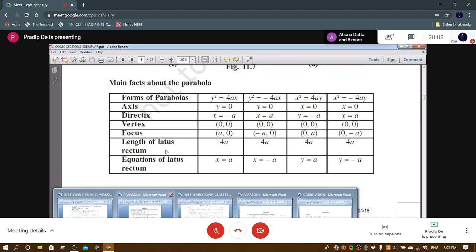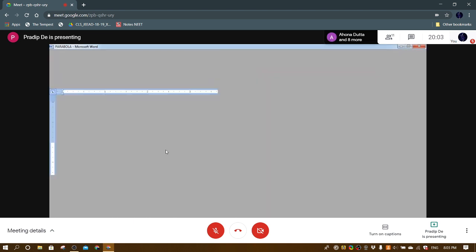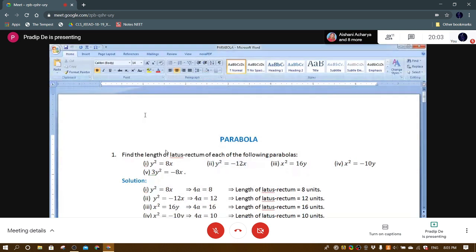So I'll take the sums. Find the length of latus rectum in each of the following parabolas.